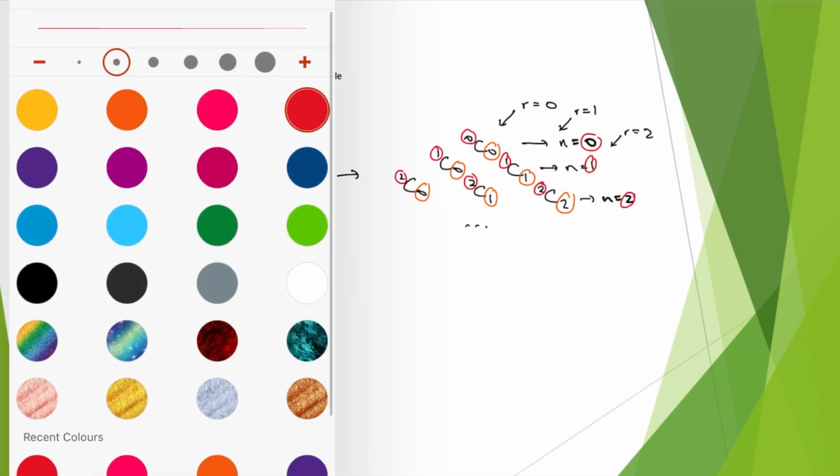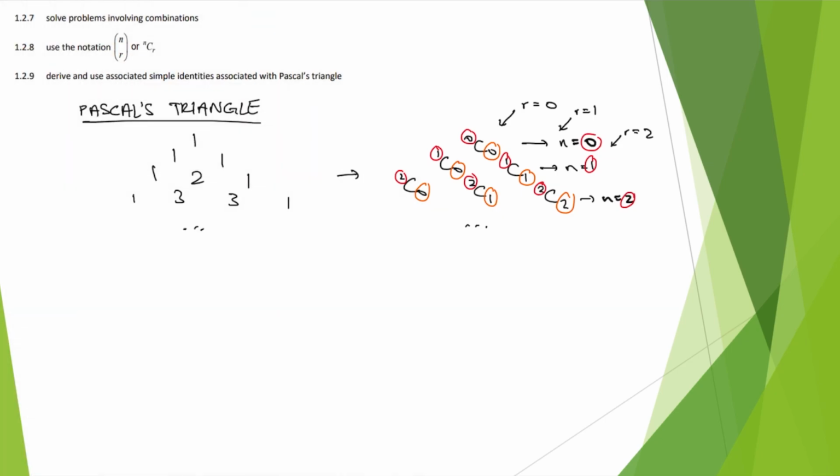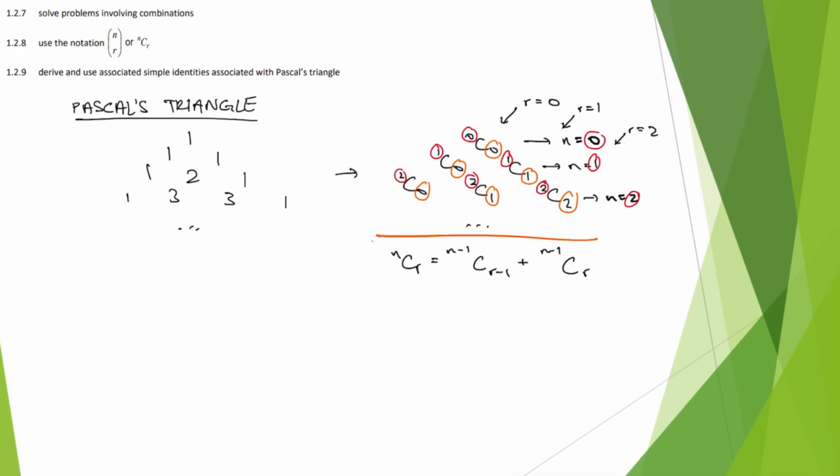This also leads us to the conclusion that n choose r is equal to n minus 1 choose r minus 1 plus n minus 1 choose r. That's because in Pascal's triangle, each of these values is equal to the sum of the 2 values directly above it. We can also prove this mathematically. I will leave that up to you to do.